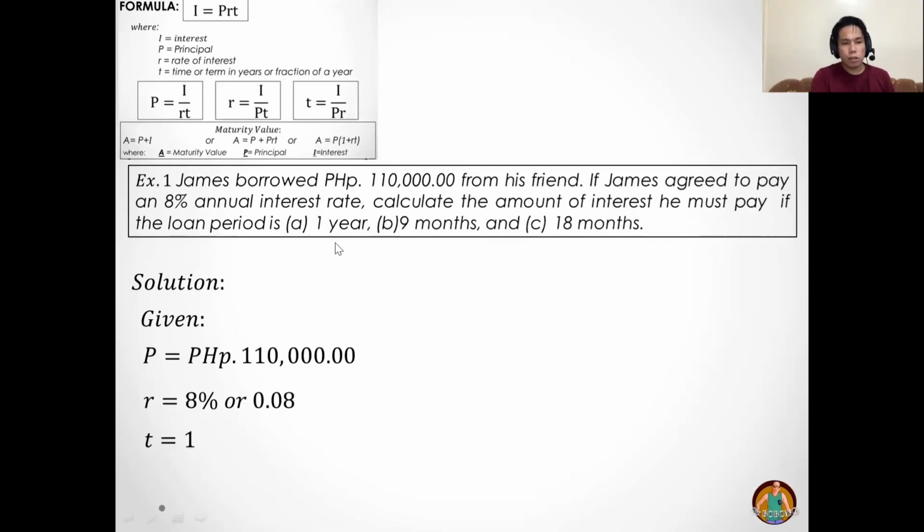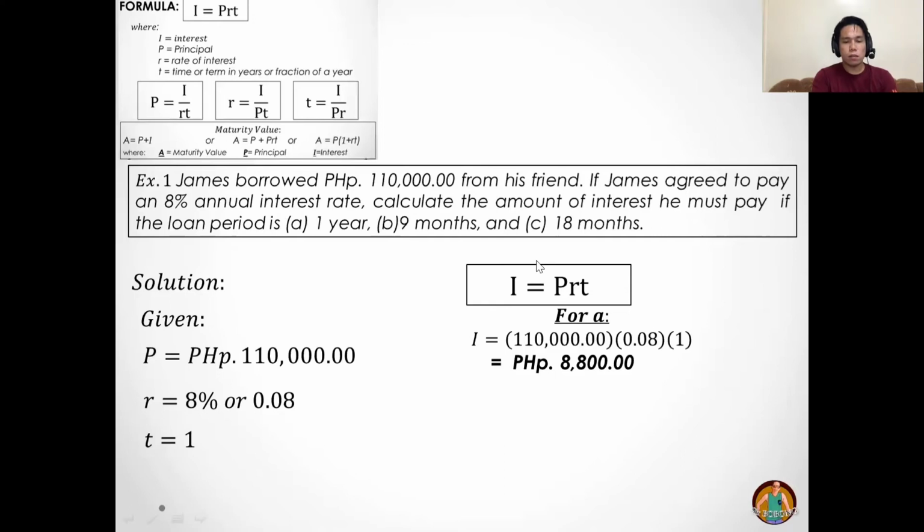So we are going to make use of the formula. Ito, yung formula nilagay ko na kagad. I is equal to P times R times T. So simulan natin sa A, 1 year. Okay? So, substitute lang natin. Our P is 110,000, our R is 0.08, and our T is 1. So, i-multiply natin silang tatlo. That will give us 8,800.